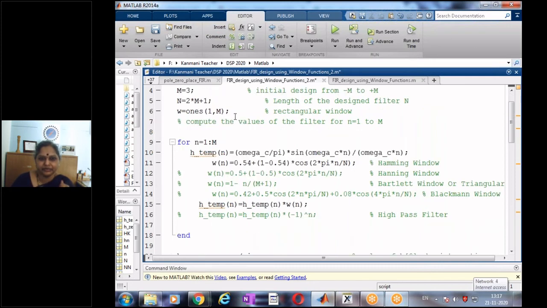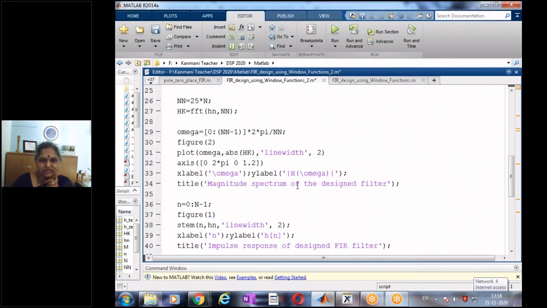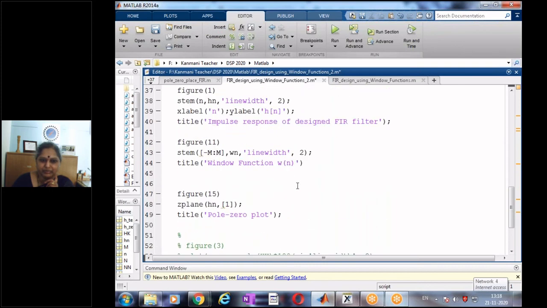After computing, let me initially do it without a window, with the rectangular window, and then let me try other window functions. Then I need to multiply my alternate terms by -1, so I will include this multiplication by -1, with n going from 1 to m. We had e power minus j n pi as the term, so we will introduce this. Let's run the program and look at the result.